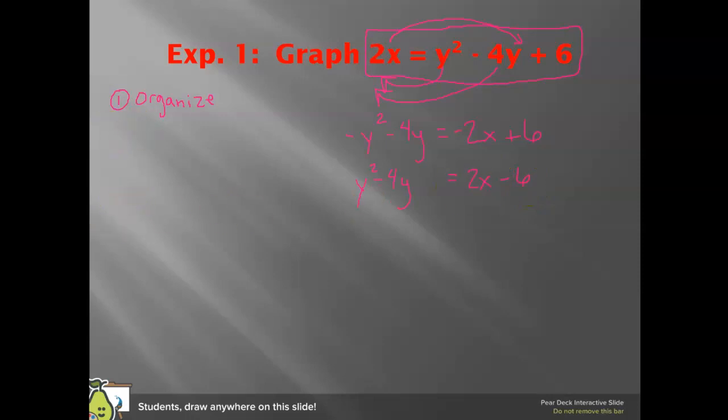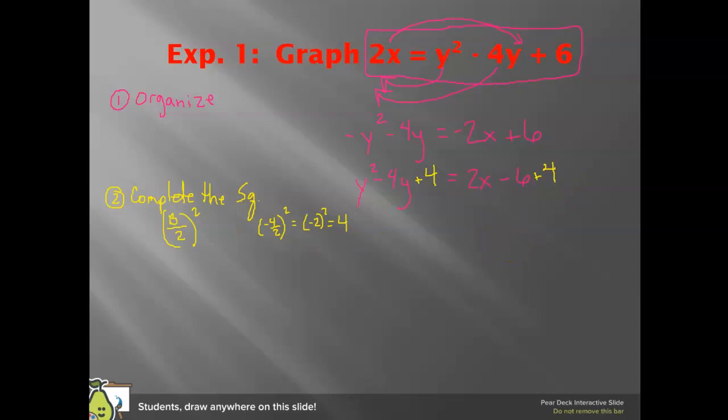And after we organize, our next step, we said, was to complete the square. So when we complete the square, don't forget it's b over 2 squared. That's what we want to add to both sides. So -4 divided by 2 squared is going to be -2 squared, which is just +4. So I want to add +4 to both sides. Again, I can't just add it to one side. I have to add it to both sides. So I completed the square.